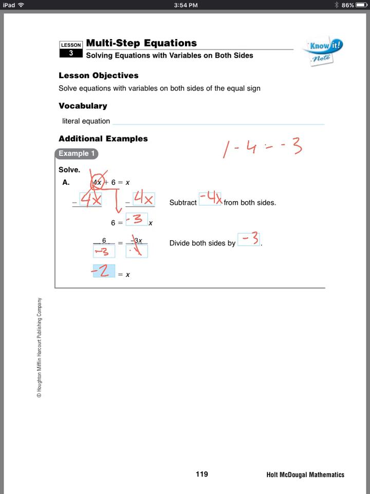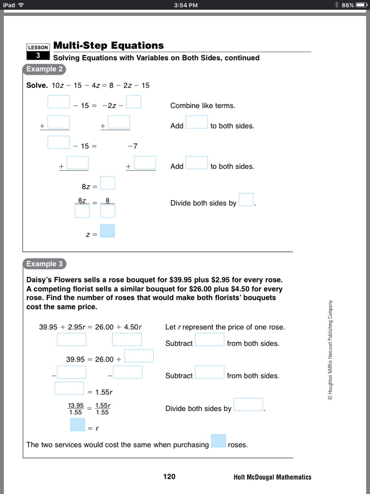So variables to the same side, divide by the coefficient on this one. This one's an easier one. Next one, not so easy. Okay, you got a whole bunch of stuff going on here.